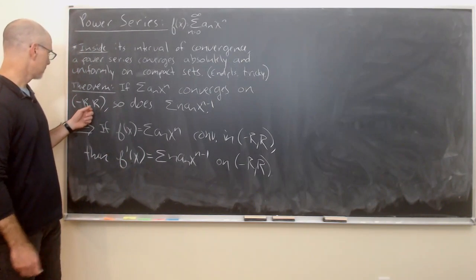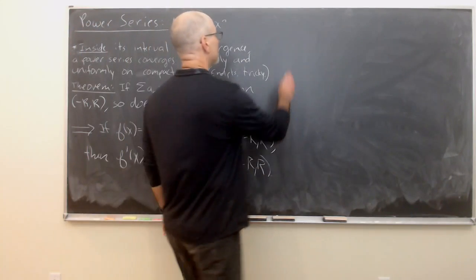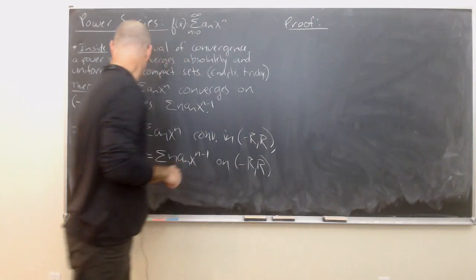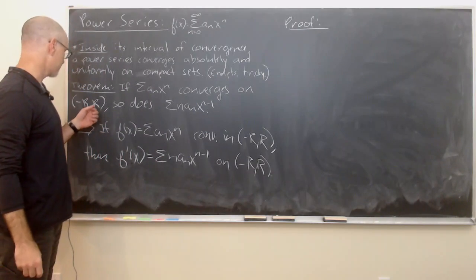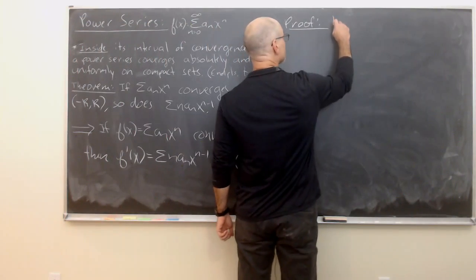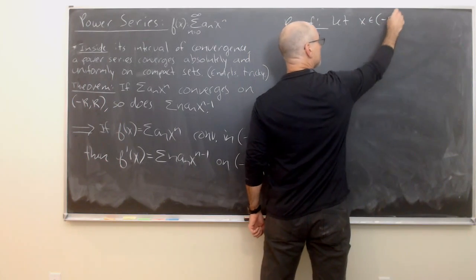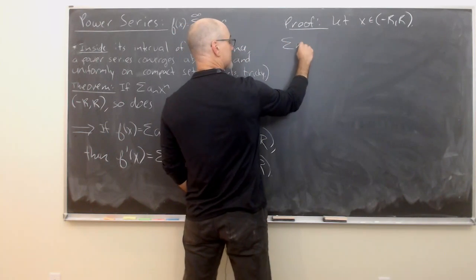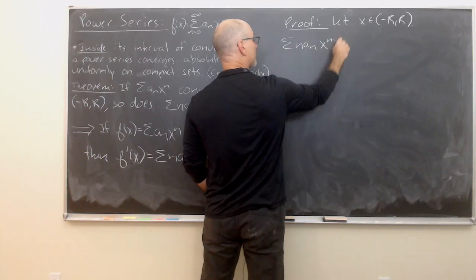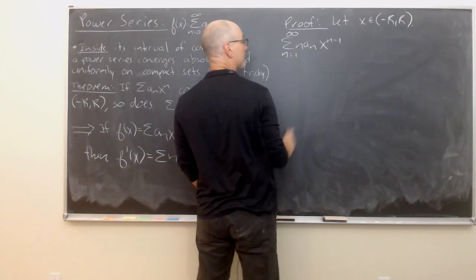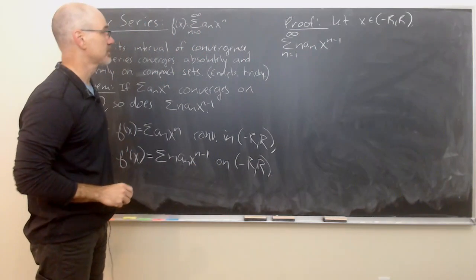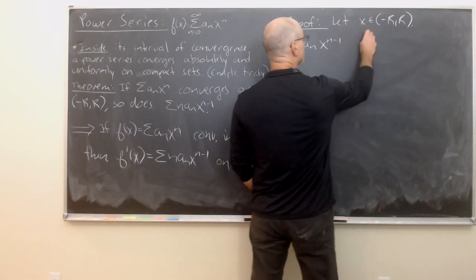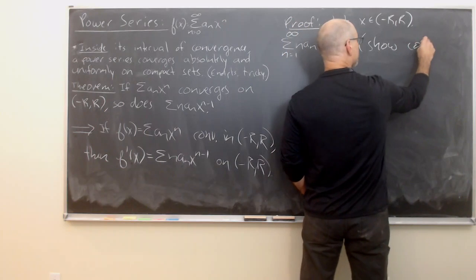All right, so let's take a look at the proof of this theorem, or at least a sketch of the proof. We're going to take some point x that's inside the interval of convergence, and we want to show that our series of derivatives converges there. So we're going to consider this series of derivatives at x and show convergence.